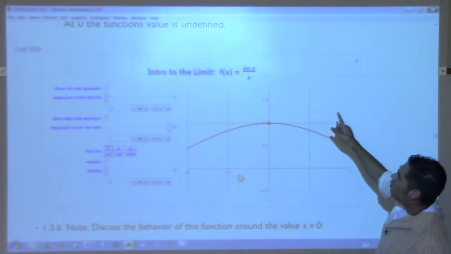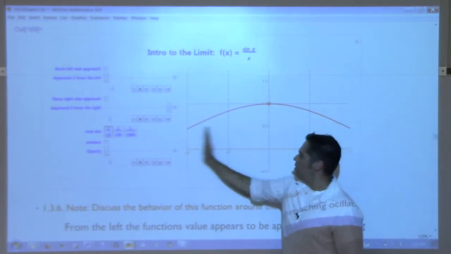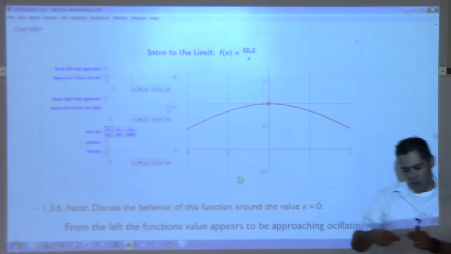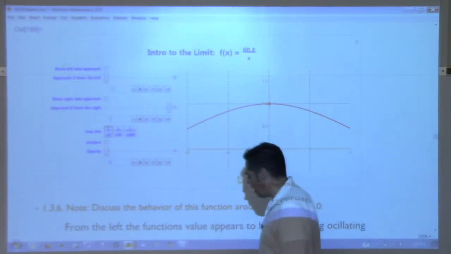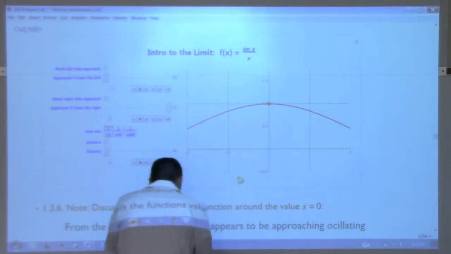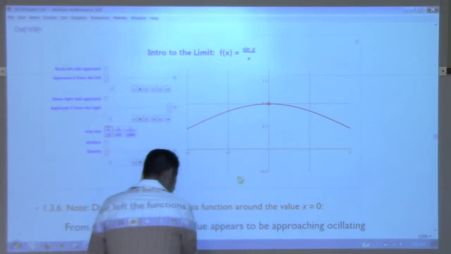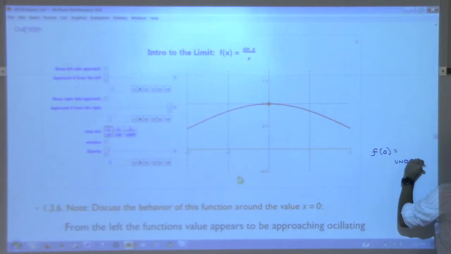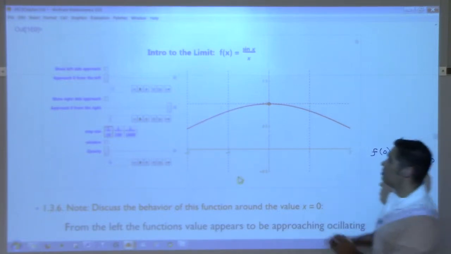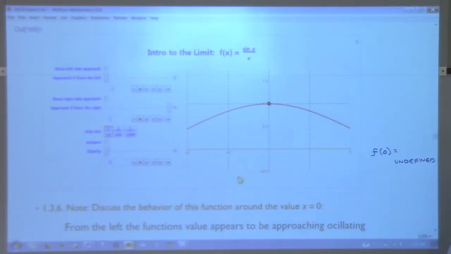I'm interested right now in what's happening at 0. So here's 1, here's 2, here's negative 1, here's negative 2, here's 0. So, Juan, what's f of 0 here? Emmanuel, what's f of 0? It is undefined, because there's a hole, right? So you have a hole here, and so at 0 it's undefined. So we kind of have the situation we just had a second ago.